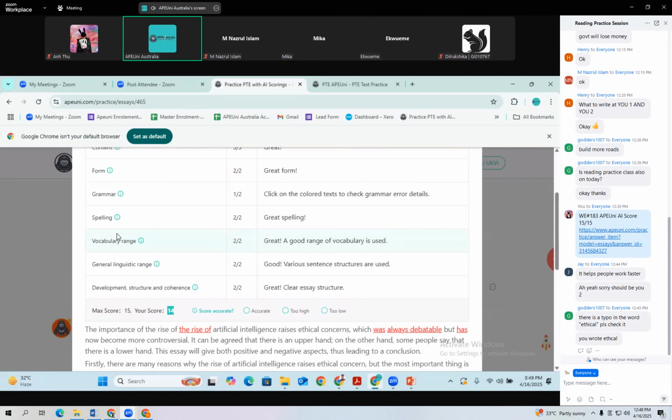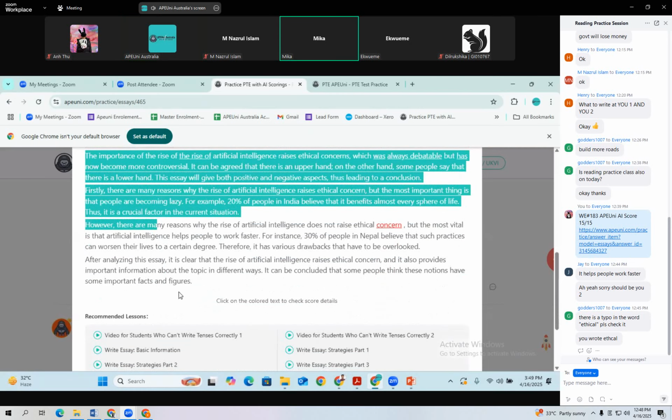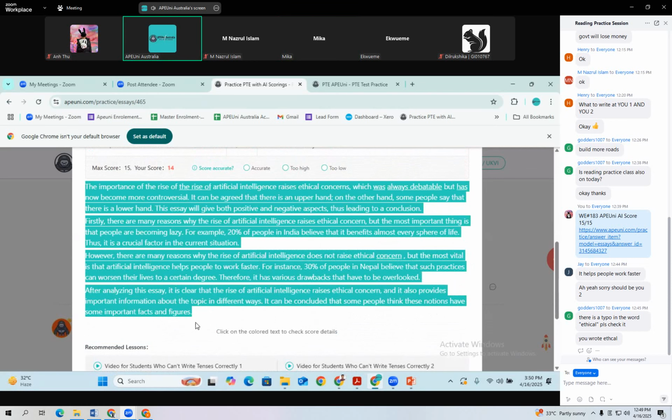Okay. Hello, teacher. Yes, Mika. Yes. So can we memorize all the template and then just put some words from the topic? Which template? Like, other than that you put the word. Like for example, the importance of the right, blah blah blah. Yes, you have to memorize this template. So is it okay to do in a test as well? Yes, in the test, it's working as well.